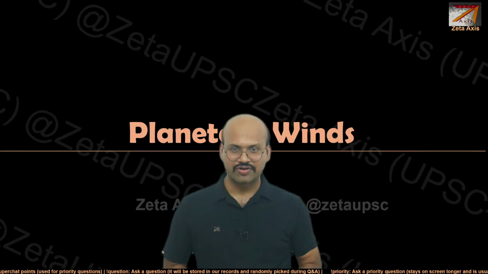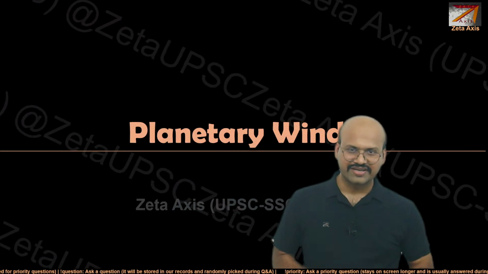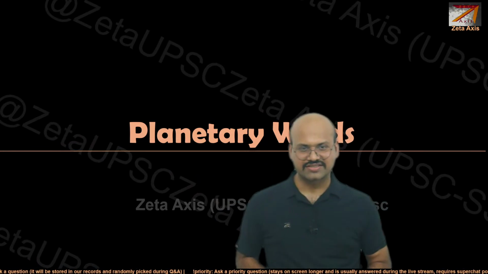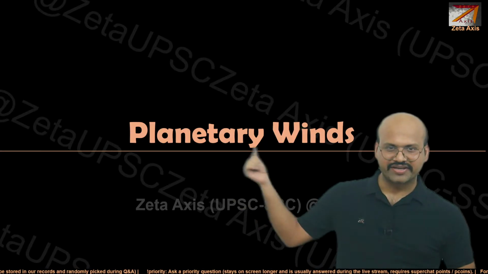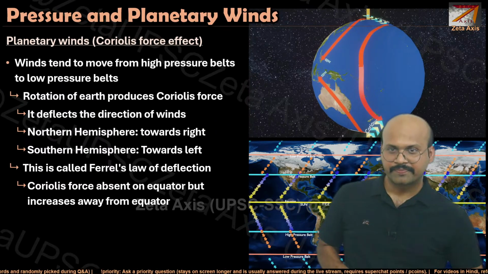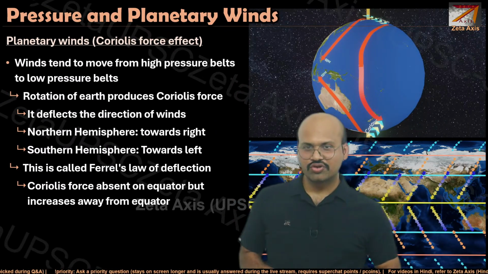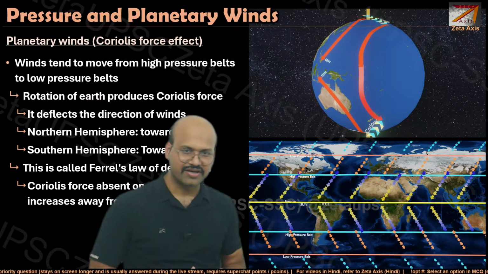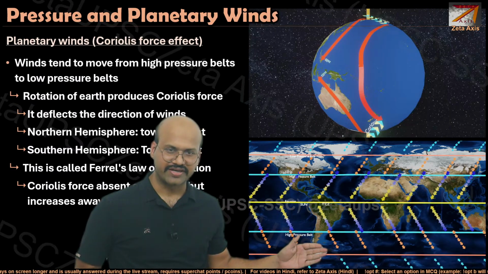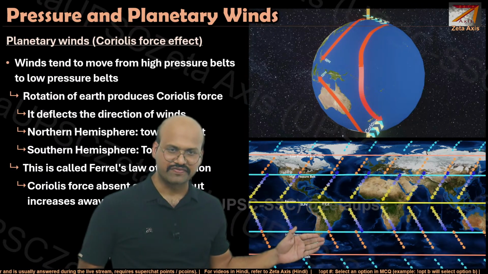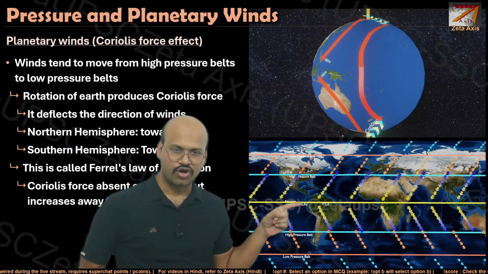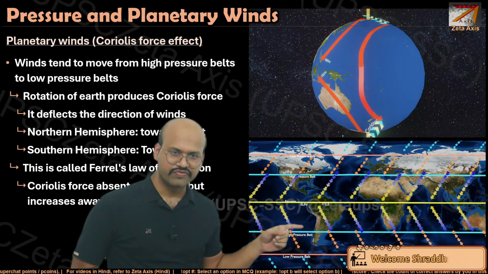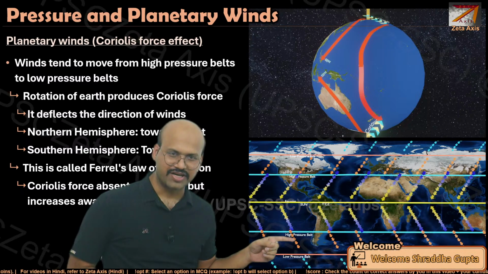Now let's get back to our lecture. So here are our planetary wind systems. The next topic discussed in GC Leong chapter 14 is the planetary wind system. We know that winds tend to move from a high pressure belt to a low pressure belt. Here in this diagram of our permanent winds, we can clearly see these are our low pressure belts, these are our high pressure belts, and this is again a low pressure belt. So air moves from the high pressure belt towards the low pressure belt.